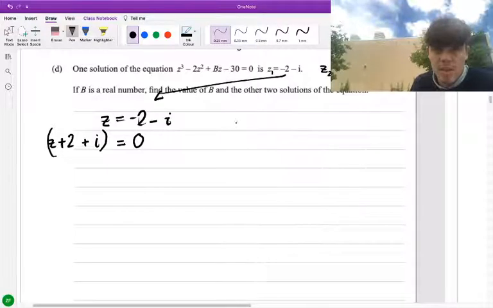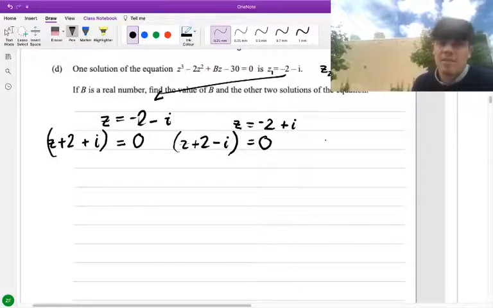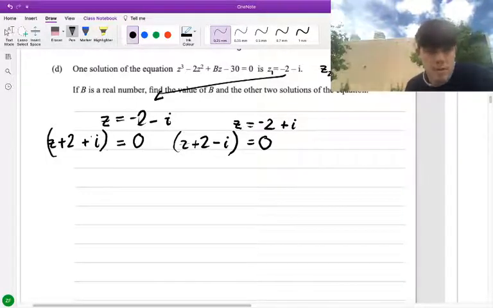And then I can do that with this other bracket over here. So I know that also z equals -2 plus i. So I can find the other one of them by setting that equal to 0. So that's going to be z plus 2 minus i. So that's another factorized part of my polynomial when I factorize it.